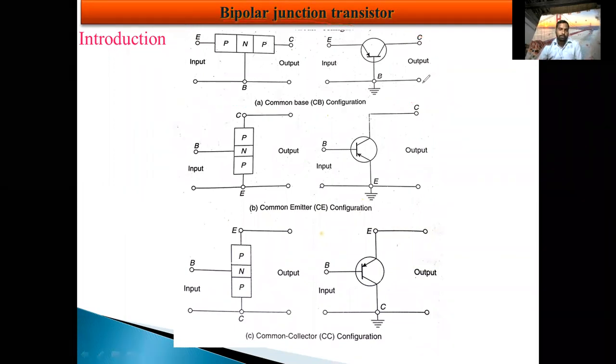Now, the second one is the common emitter configuration. This one, common emitter configuration, figure B.